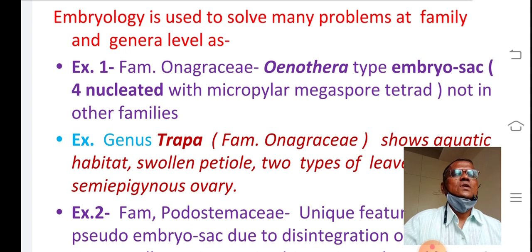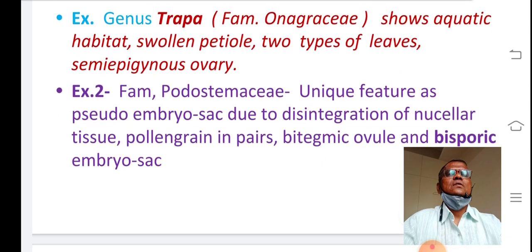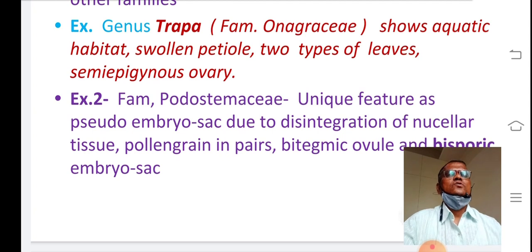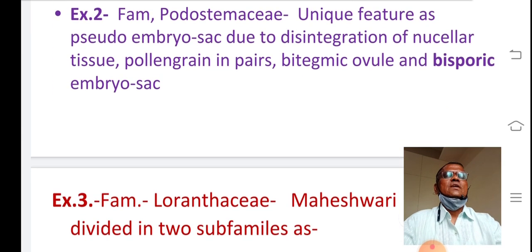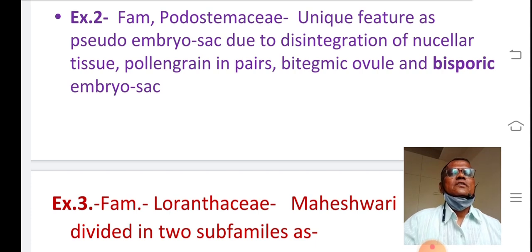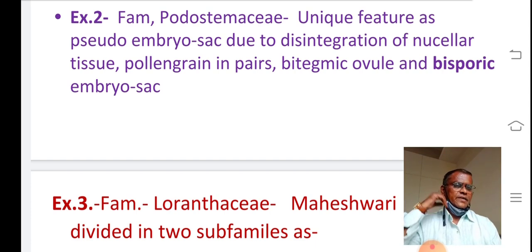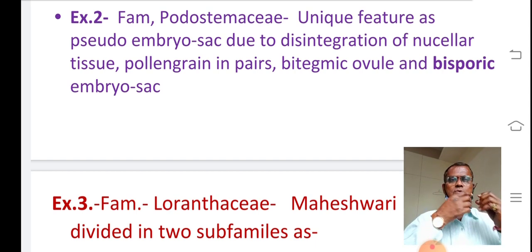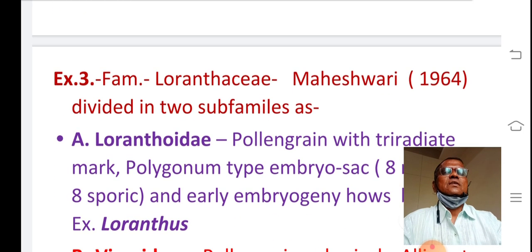For example, in one family the embryo sac is 4-nucleated with a single megaspore, unlike other families. Trapa is another example, in family Onagraceae: it is aquatic, with 2 types of leaves, a solar petiole and a semi-epigynous ovary. Thirdly, the family Podostemaceae has unique features: the embryo sac forms due to disintegration of nucellar tissue, with bitegmic ovule and a bisporic embryo sac. So only 2 spores are there in the embryo sac; generally there must be 8, but here there are 2.